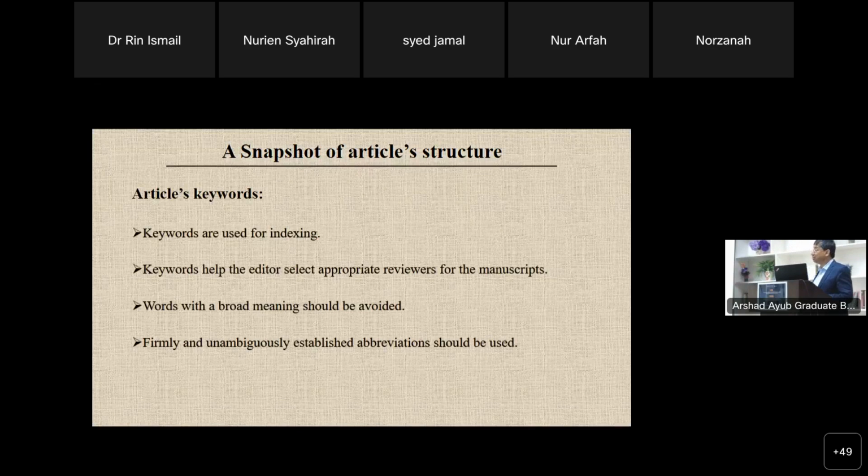So then comes the keyword. Very often they just send a paper without a keyword. Keywords are used for indexing. They help the editor select appropriate reviewers for the manuscript. So we really look at the keywords and use them to select. Words with a broad meaning should be avoided. Firmly and unambiguously established abbreviations should be used. So IMF, everybody knows. World Bank, everybody knows. These are known, but if it's unknown, you really have to spell it out first. And I would avoid abbreviations in the abstract. You are trying to make it abstract, which is already abbreviated, and you have abbreviations within the abbreviation. That doesn't really look good.